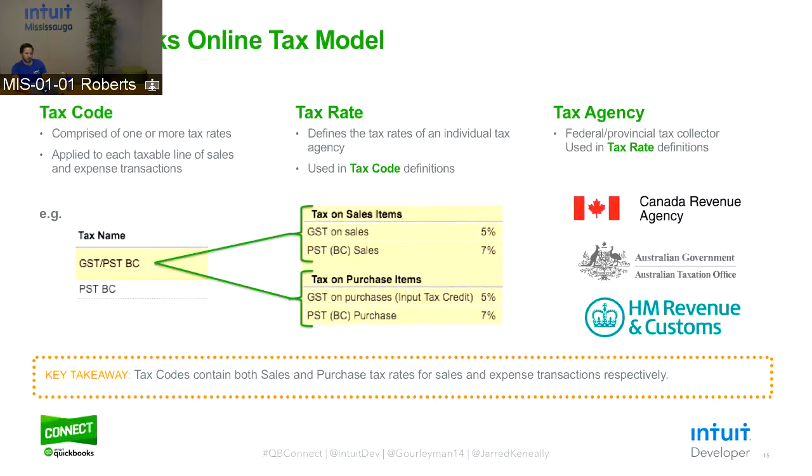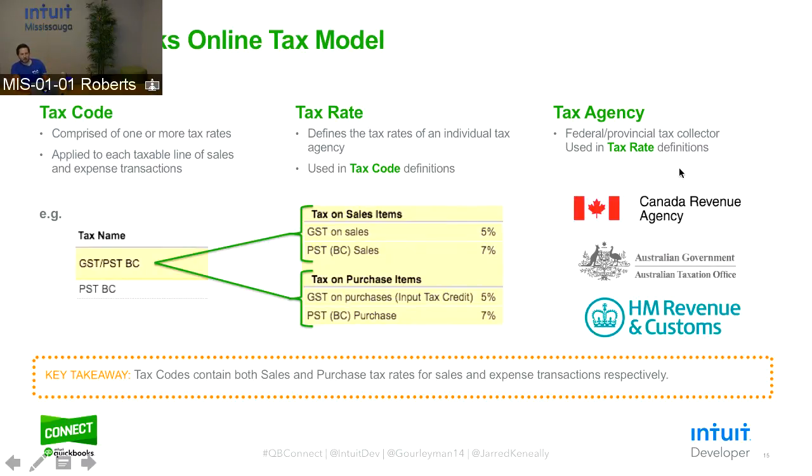First of all, let's talk about the tax model. It has 3 fundamental constructs: tax codes on the left, tax rates, and tax agencies. Now, a tax code is a container for more than one tax rate. It's used to group together tax rates into a single record so that they can easily be attached to individual transaction lines in a one-to-one fashion.